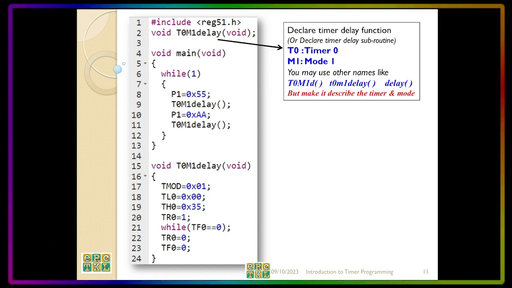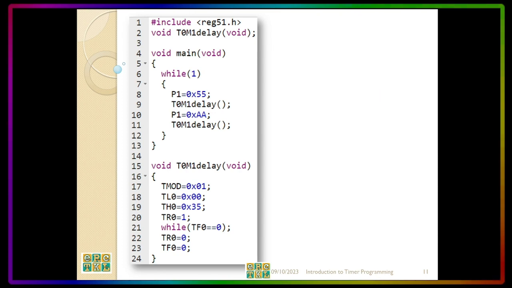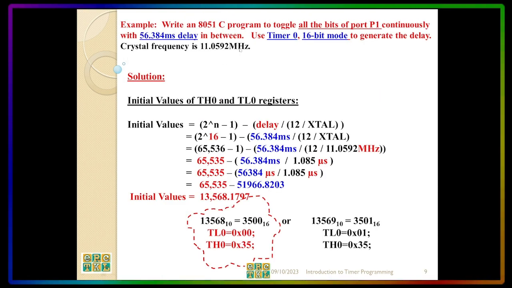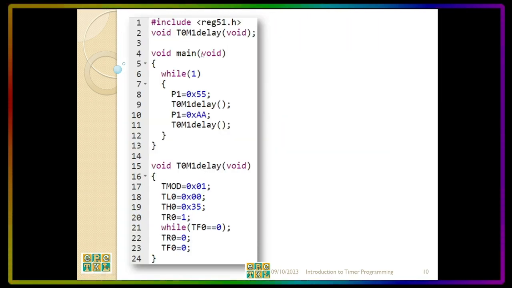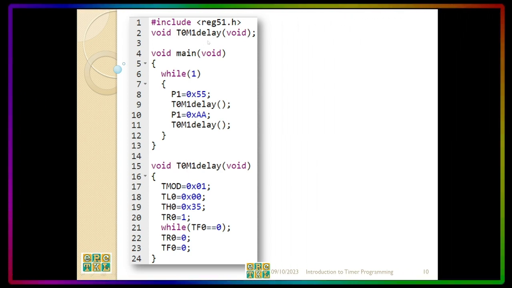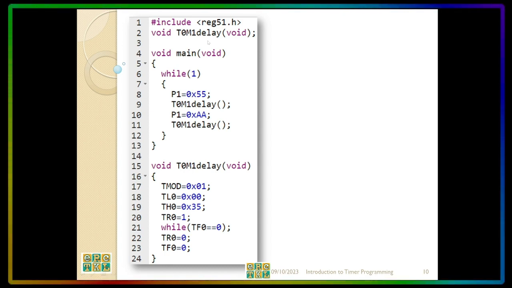But for this example, our problem says that we will be using timer 0 and 16-bit mode. And 16-bit mode is mode 1. That's why this is T0 M1. And then we put the word delay. Again, the T0 M1 delay name is user-defined. It means that you may or may not use this name. You can even use your own name.